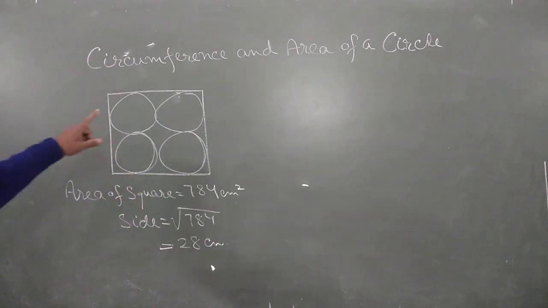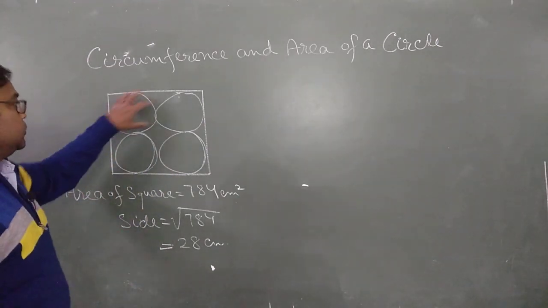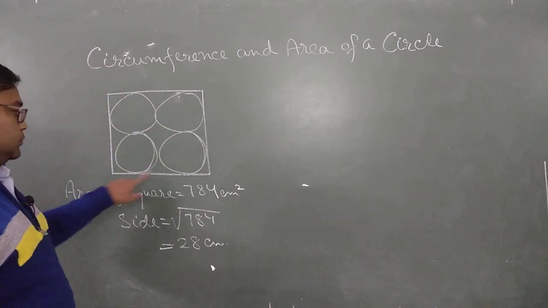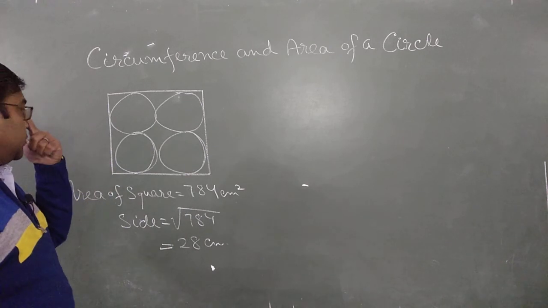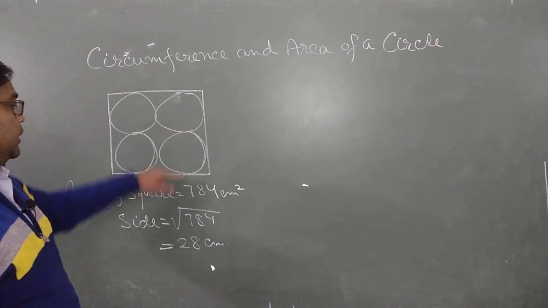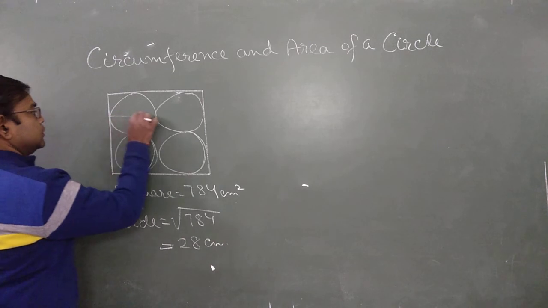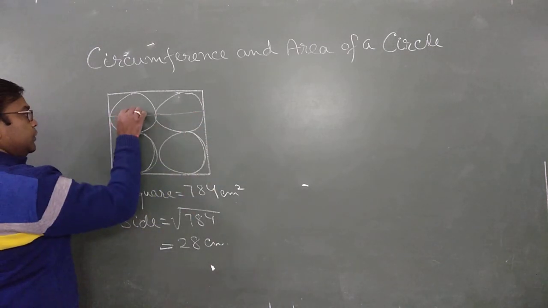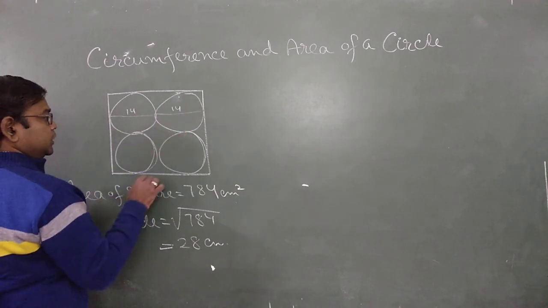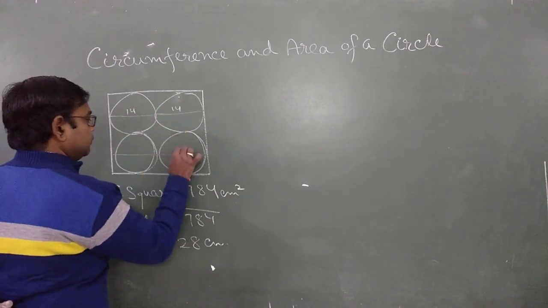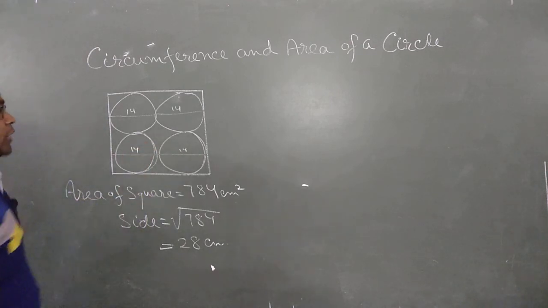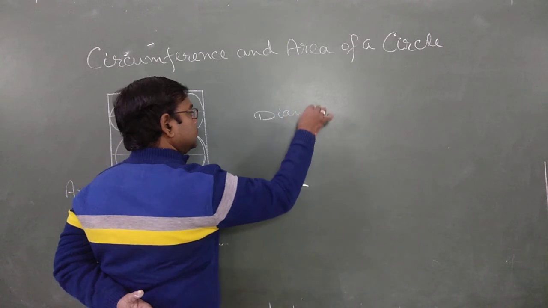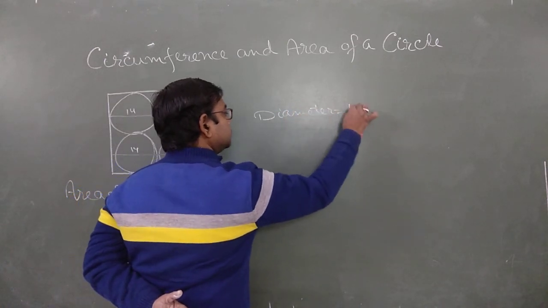Now this is a very important thing. Why? Because as we know, the circles' circumferences touch each other as well as touch the boundary of the square. So what is the relationship between diameter and side? This diameter plus this diameter is equal to 28. Means individual diameter is equal to 14. Even in this case also 14 and 14. So diameter of circle equals 14.